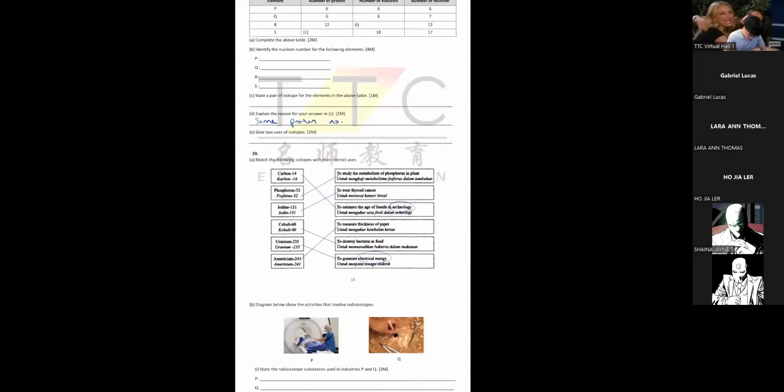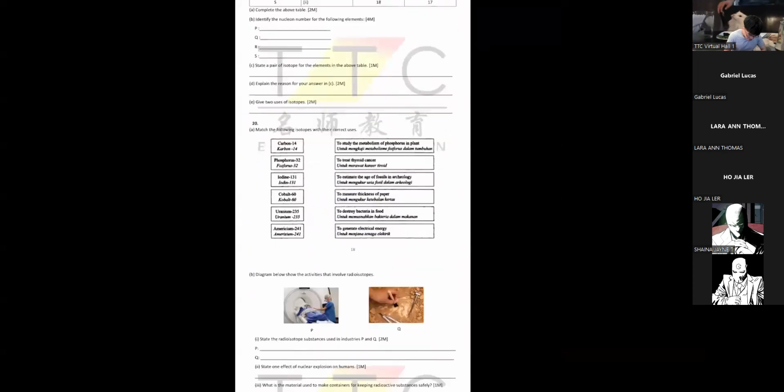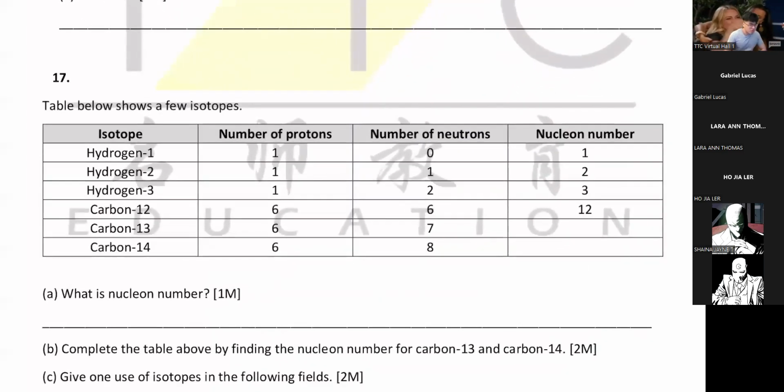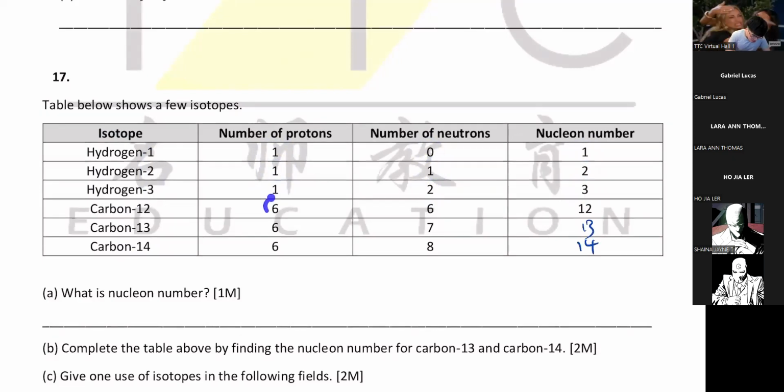We did the drawing last week, so let's do question 17 today. Sorry, I forgot to erase this yesterday. So let's go to question 17. We do the same thing as just now. You see, same proton number, same element. This number is the neutron number. So 1 plus 0, 1, 1 plus 1, 2, 1 plus 2, 3. So 12, 13, 14. You don't even need to calculate this. Because 6 plus 6, 12, 6 plus 7, 13, 6 plus 8, 14.